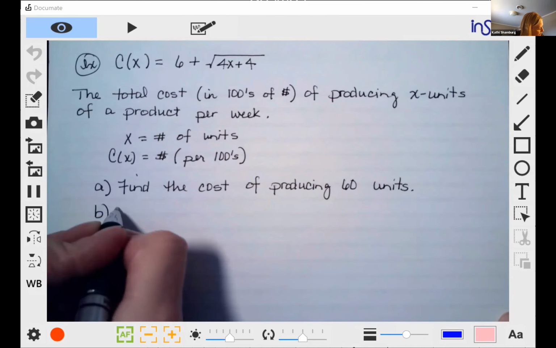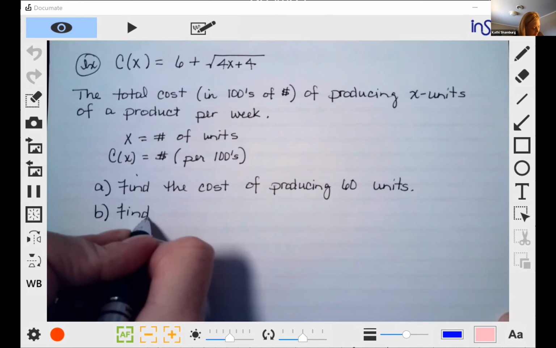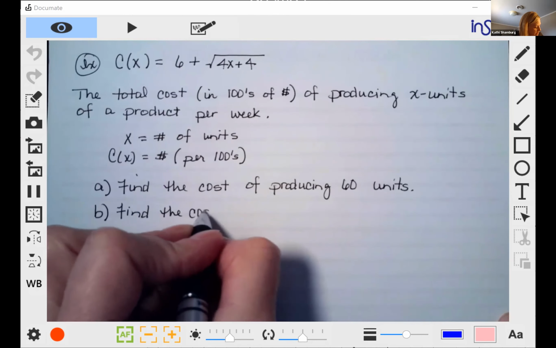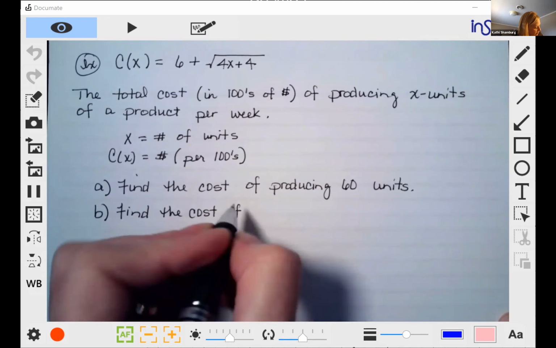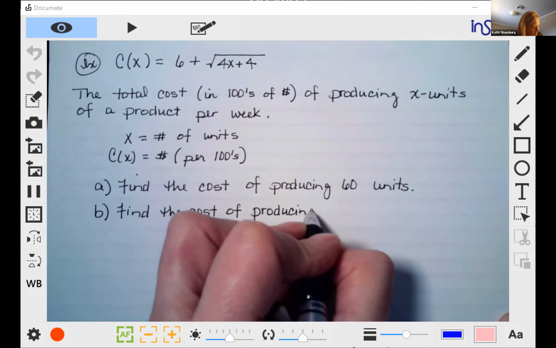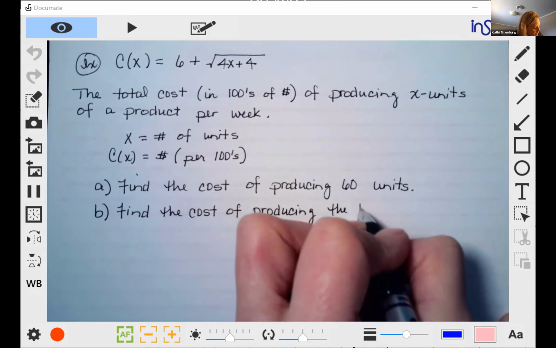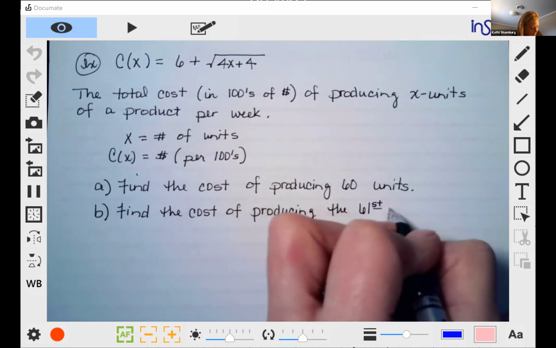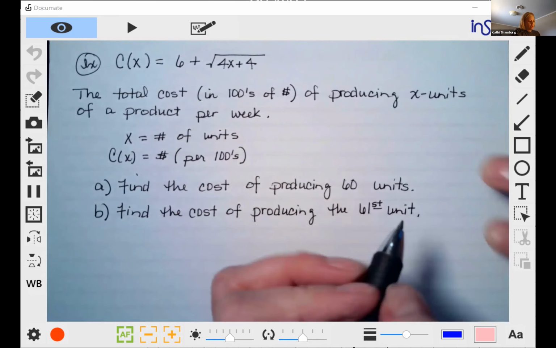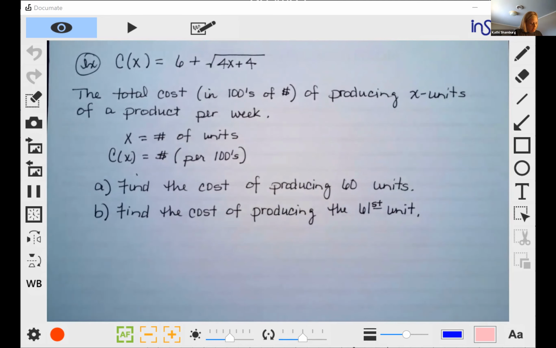B, find the cost of producing the 61st unit. And then we're going to actually do a little comparison to A and B.